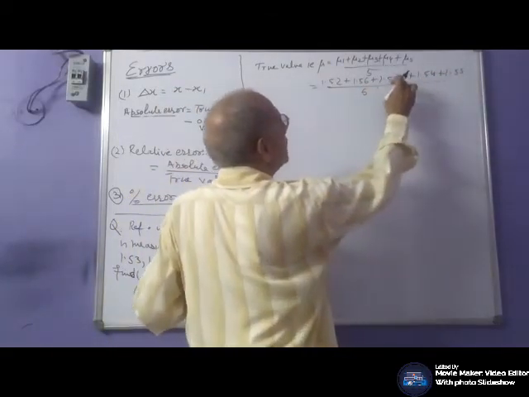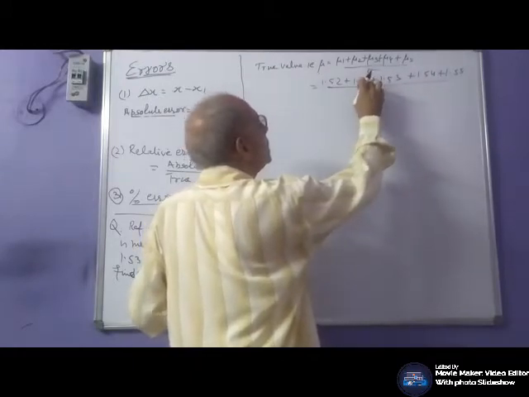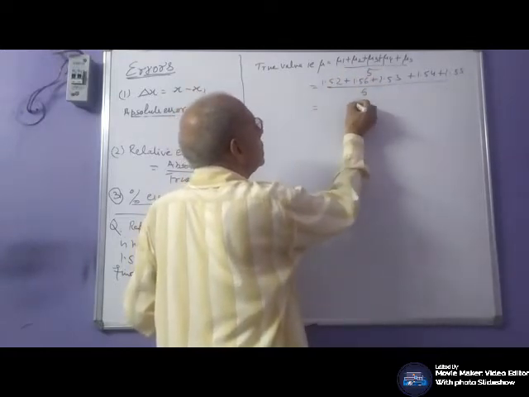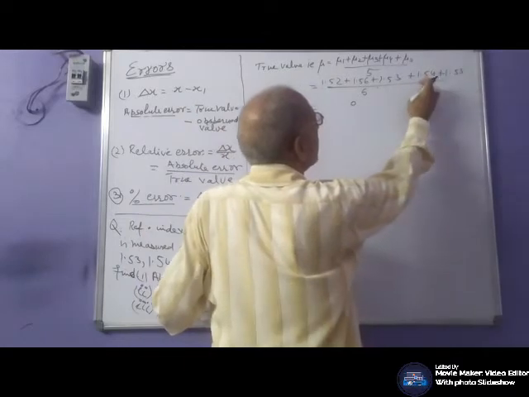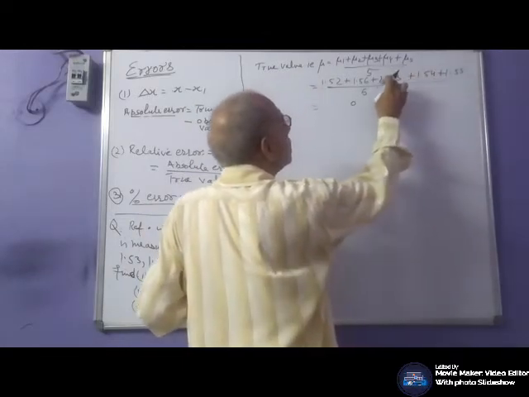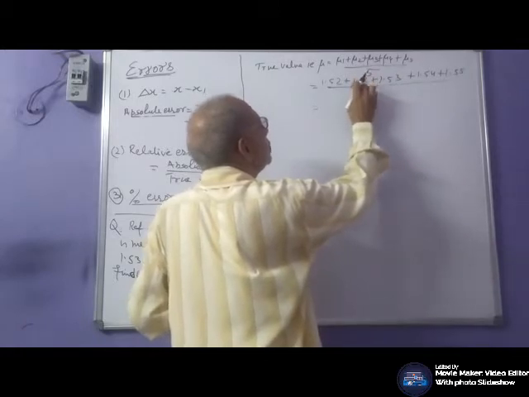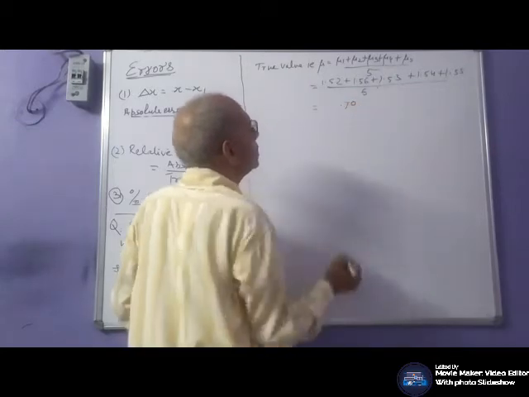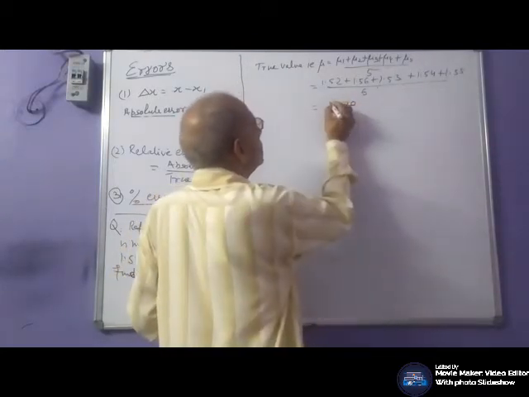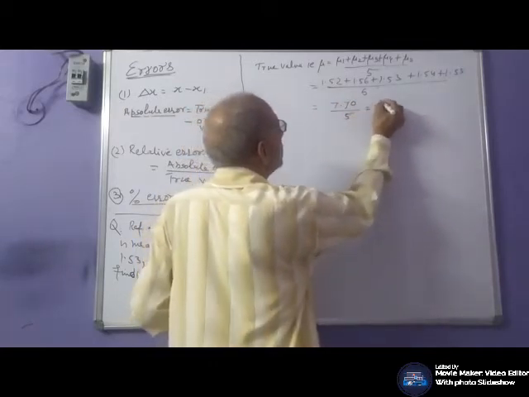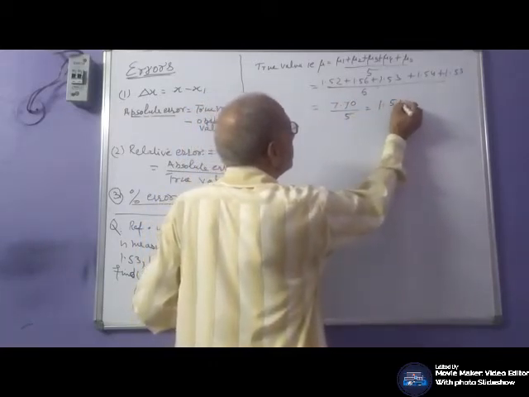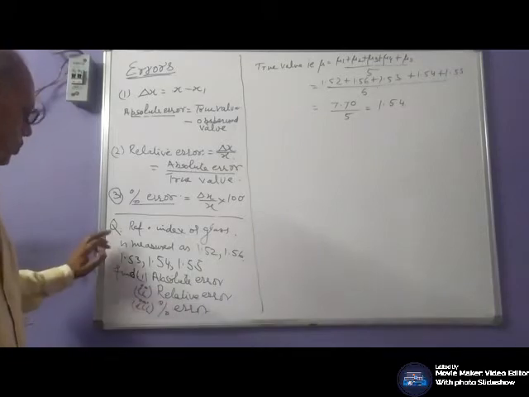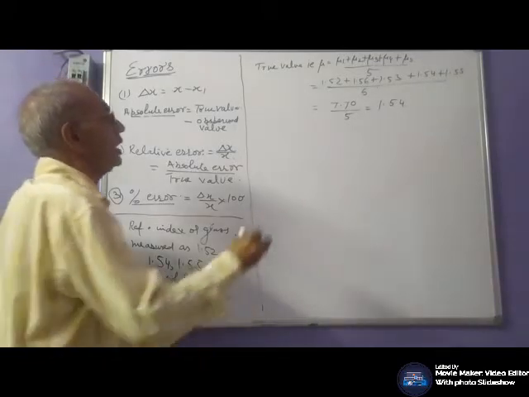5, 9, 12, 18, 20, 7, 12, 17, 22, 27, 2, 7, 5. This is what? True value. Absolute error.